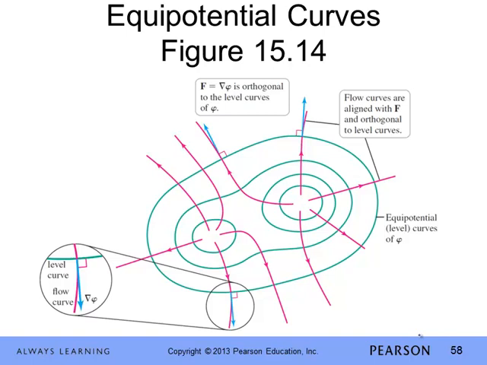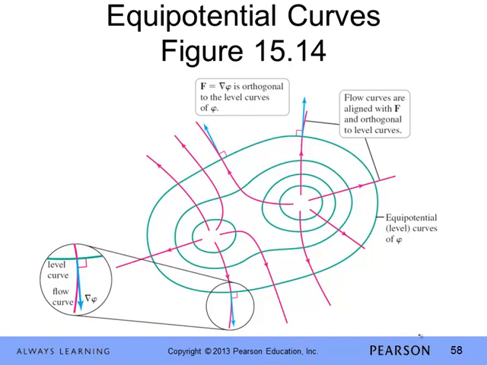So these red curves are called equipotential curves, and they are always going to be orthogonal to the contour curves. And see these gradient vectors, they're always going to be tangent to those equipotential curves. Okay.